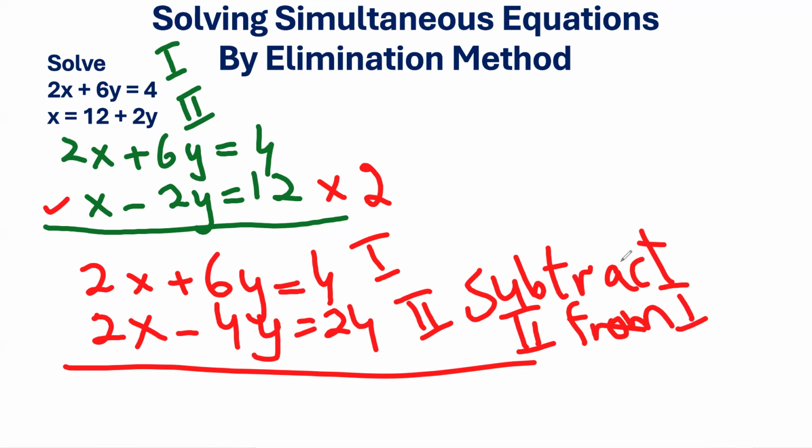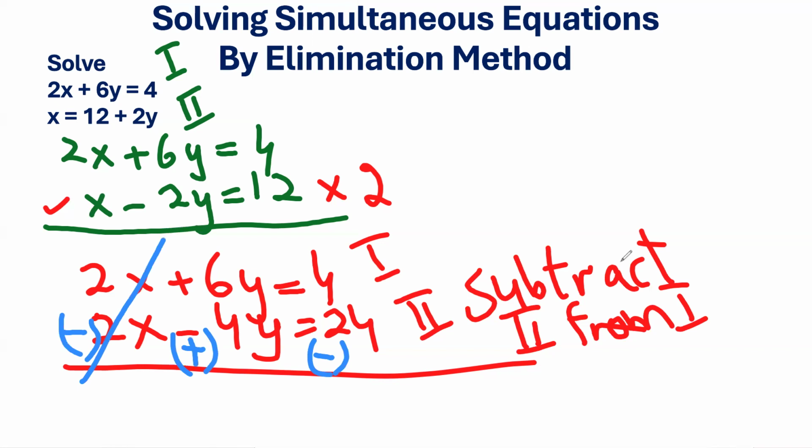Let's see how. Subtraction means you have to change the sign of the second equation. This minus will become plus. And this plus will become minus. 2x minus 2x will be cancelled, will be eliminated. X is eliminated. Now y is remaining, and you can find the value of y.